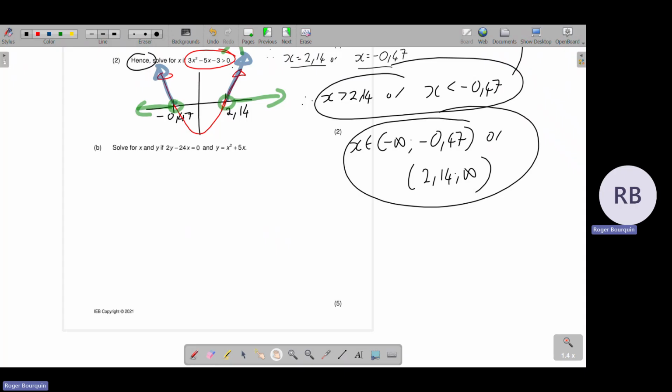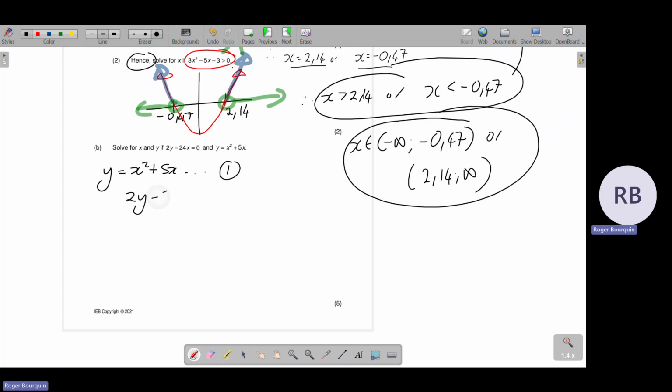Is one isolated? Yes. y is equal to x squared plus 5x. So let's call that equation 1. The other one, don't go and get y on its own. You can if you want to. Do you want to? No. It's just tempting in this case. We've got y on its own, so don't do it.